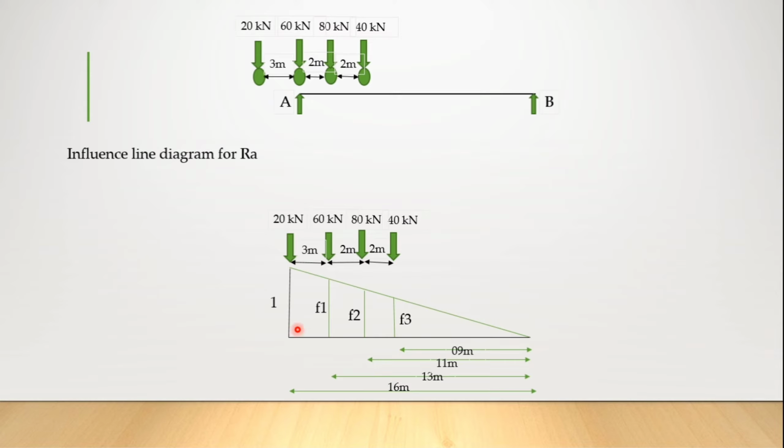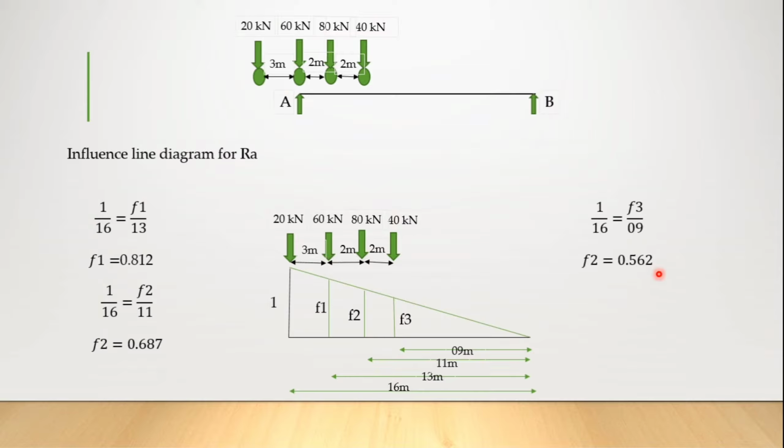So this is one triangle, height is 1 and base is 16 meter. This is the other triangle, height is F1 and base is 13 meter. So we can use the concept of similar triangles: height by base of one triangle equals height by base of the other triangle. So we are getting F1 equal to 0.812. Similarly, we can use this other triangle, and by the concept of similar triangles, F2 equal to 0.687. Similarly, we can find F3. This is F3, not F2. I'm sorry, this is F3.